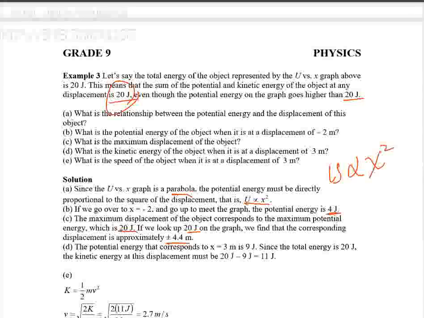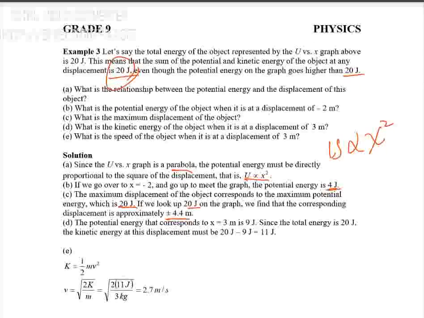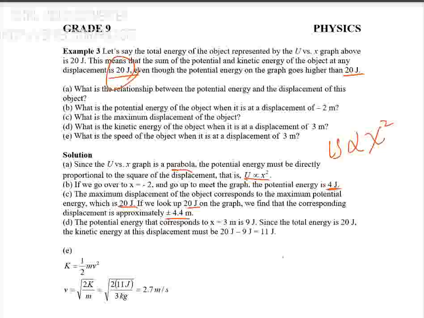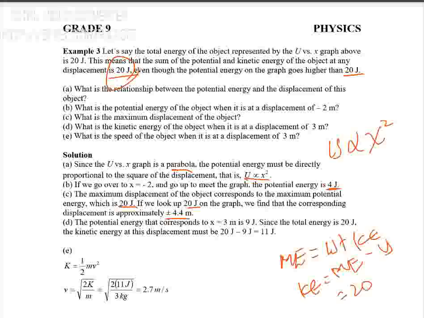What is the kinetic energy of the object when it is at a displacement of 3 meter? The potential energy corresponding to x equal to 3 meter is 9 joule. Therefore, mechanical energy is equal to potential plus what? Kinetic energy. From this, kinetic energy is equal to total mechanical energy minus the potential energy. The total mechanical energy is 20, and the potential energy is how much? 9. Therefore, the kinetic energy is 11 joule.